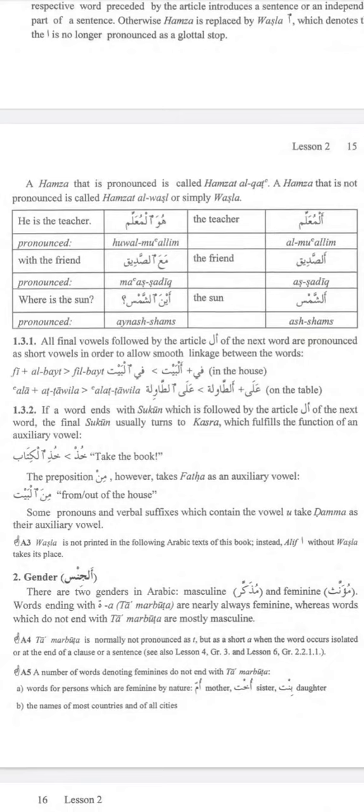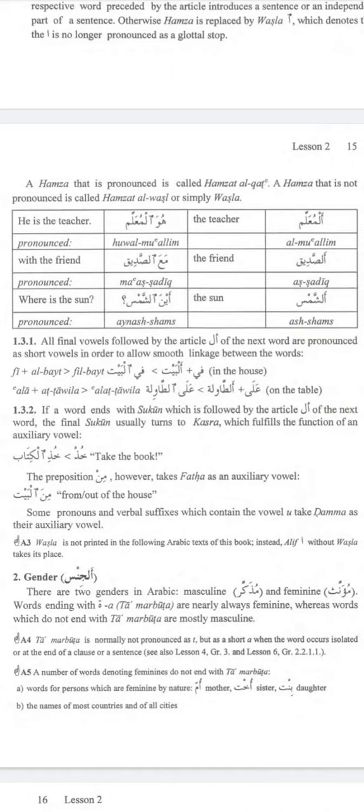All final vowels followed by the article al of the next word are pronounced as short vowels in order to allow smooth linkage between the words. So you have fil bait. Instead of saying fi al bait, you say fil bait. You have to truncate the fi. Likewise ala tawila: you are going to truncate the mad and stress the ta. Ala tawila, on the table.